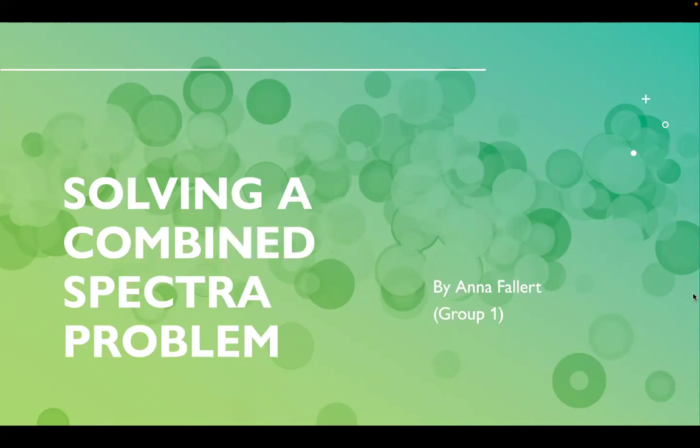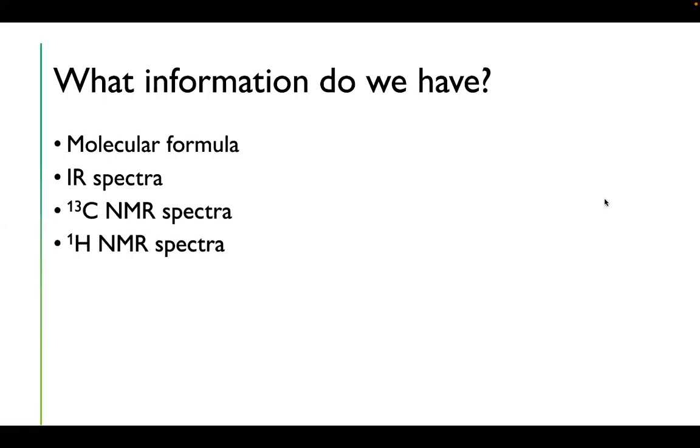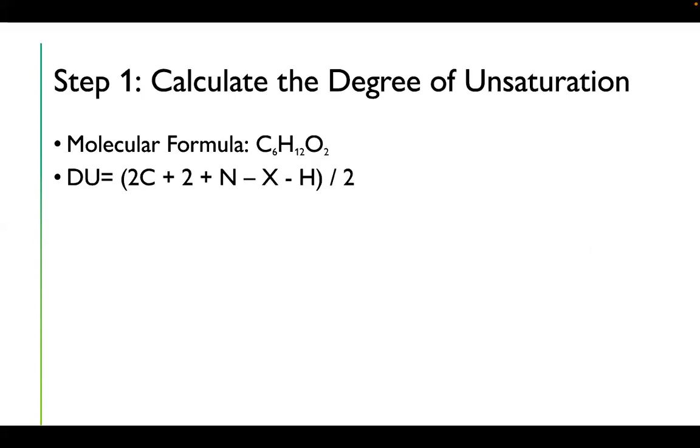Hello, today we are going to be going over how to solve a combined spectra problem. So the information that we're going to be given is the molecular formula, the IR spectra, the 13 carbon NMR spectra, and the proton NMR spectra. The first step we're going to do is calculate the degree of unsaturation.